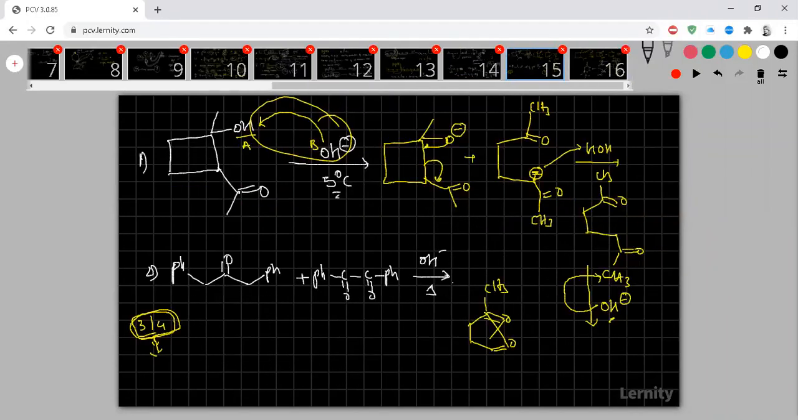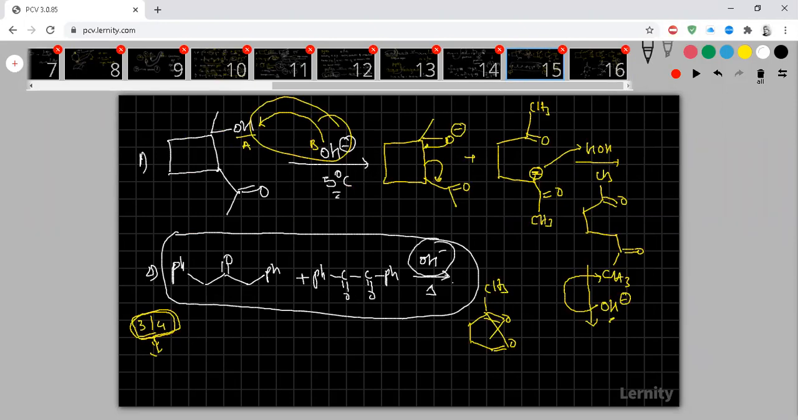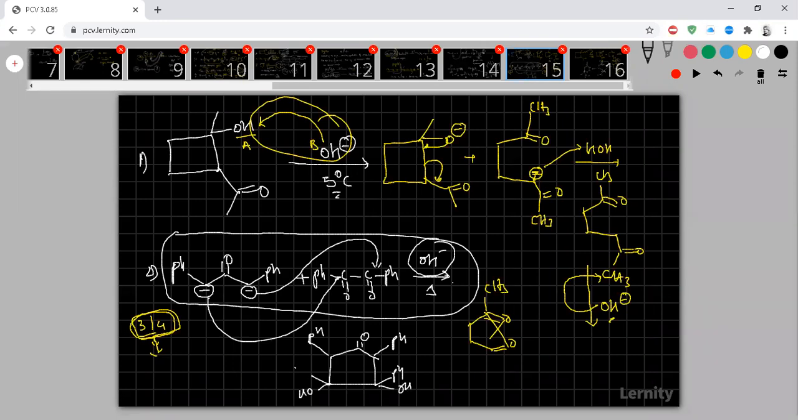So next question is this one, right? So first, what will happen? OH minus we are taking. Let's look at any alpha hydrogens are there. So alpha hydrogens are present here. This will get the negative charge, and this will go and attack here, and this will go and attack here. In that case, we will get the compound like this, with the CH, CH, and CH, OH, and this is OH, CH.